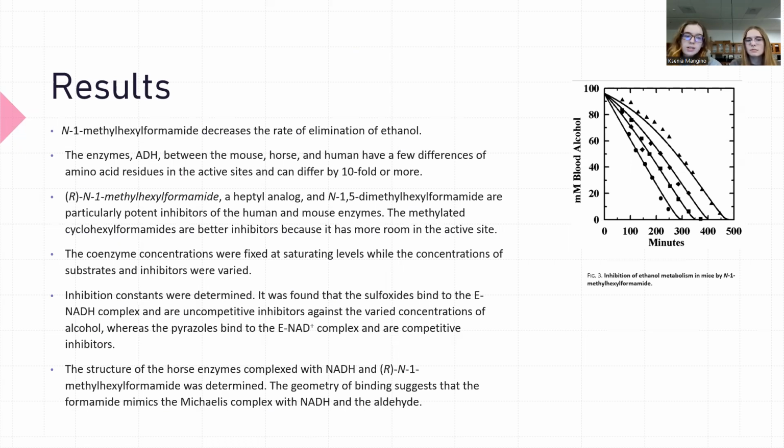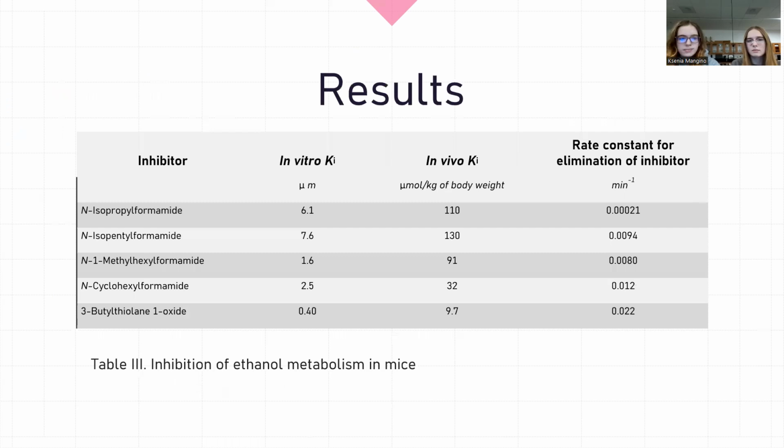Inhibition constants were determined. It was found that the sulfoxides bind to the E-NADH complex and are uncompetitive inhibitors against the varied concentrations of alcohol, whereas the pyrazoles bind to the E-NAD+ complex and are competitive inhibitors. The structures of the horse enzyme's complex with NADH and RN1-methylhexylformamide was determined. The geometry of binding suggests that the formamide mimics the Michaelis complex with NADH and the aldehyde.